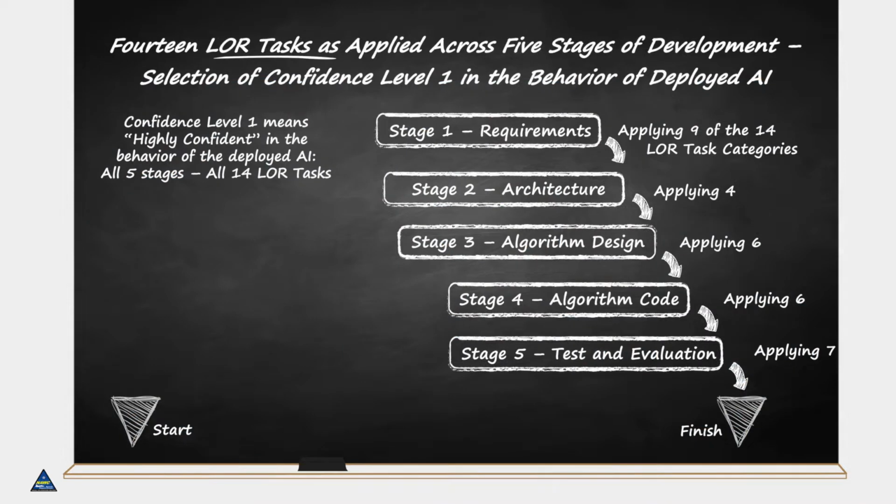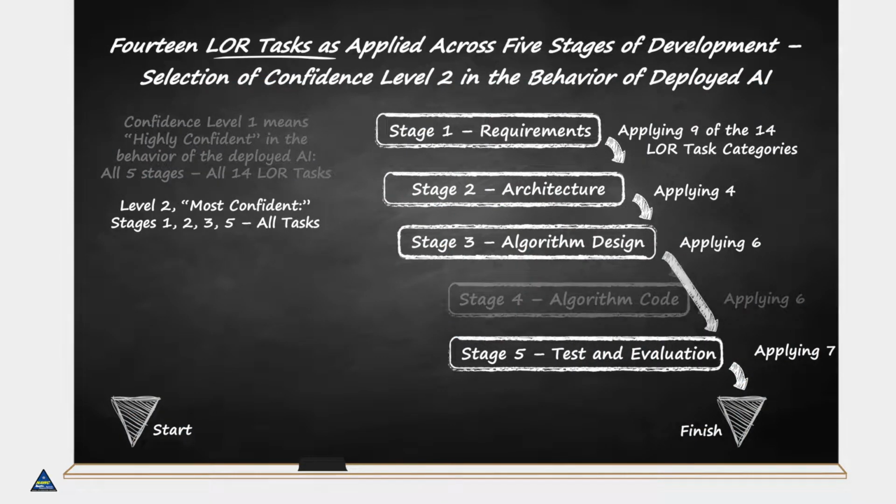The next question becomes, what happens when you start to eliminate some of these stages? When you start to eliminate a stage, you're starting to eliminate control over the process. So if you want the most confidence in how an AI system is going to behave, we first state that you need to eliminate the algorithm code design. So you still have requirements, you still have architecture, you still have algorithm design, and all the LORE associated with that, but we skip over the algorithm code and go right to test and evaluation.